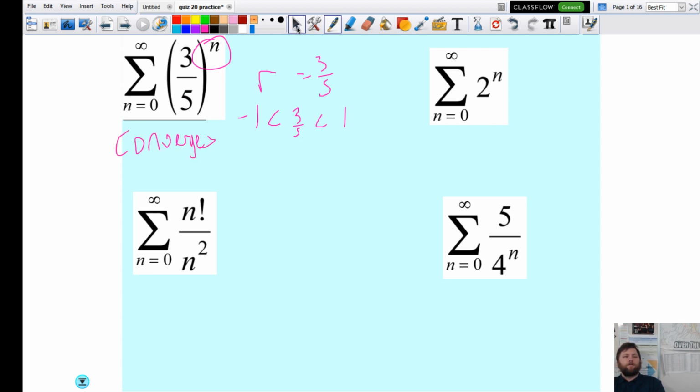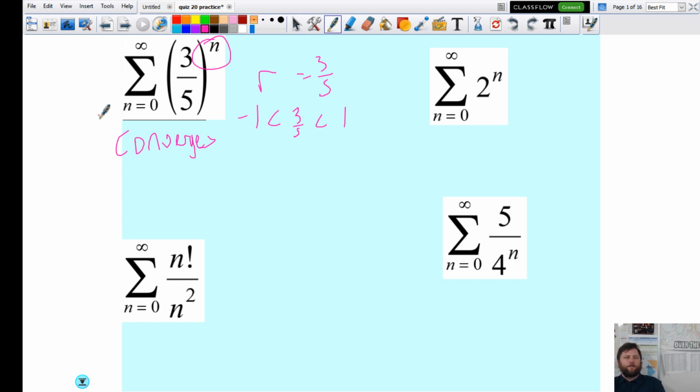We have to say what it converges to. So the formula is a over 1 minus r, and your a is your first term. In this case, when you plug in 0, it's going to be just 1. Sometimes it's the coefficient. So it converges to 1 over 1 minus 3/5. You'd never simplify that. That's too much work. Let's move on.